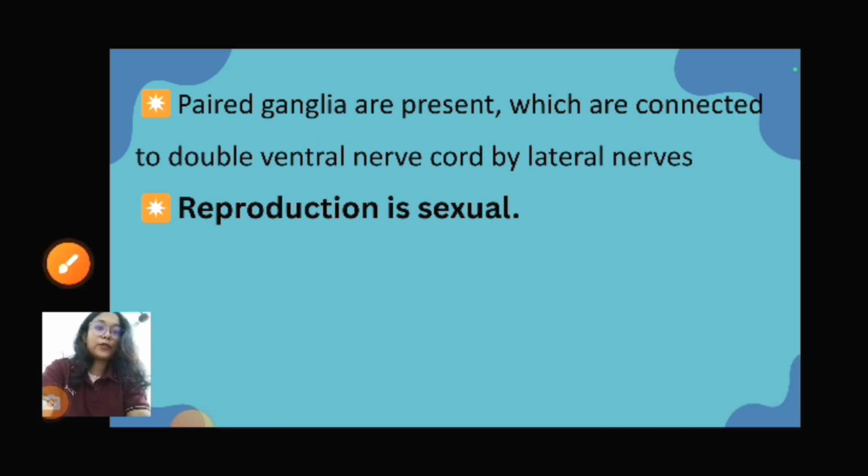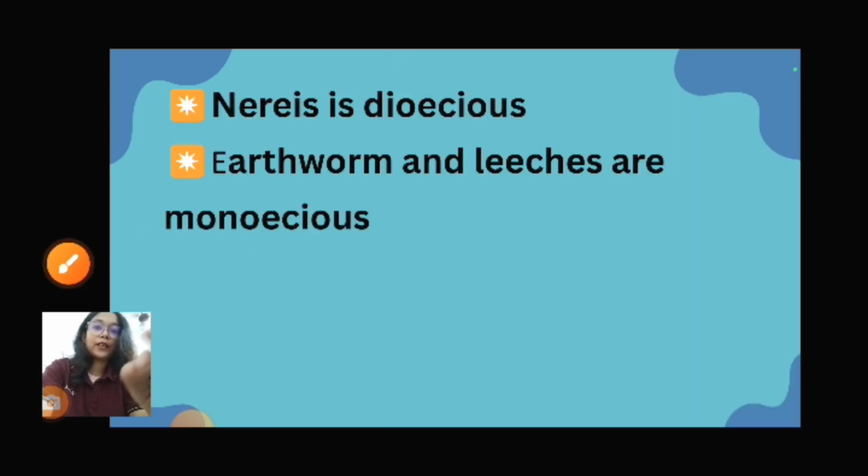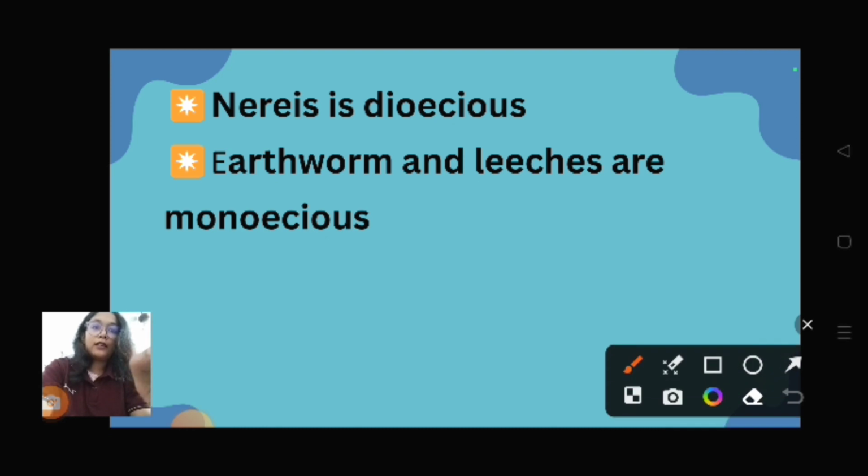Then moving on to the next slide. See, these are two examples of Annelida. Nereis is dioecious. Okay, Nereis are dioecious, means they are having separate male and female bodies. Okay, male and female sexes are separate. They are in separate bodies.